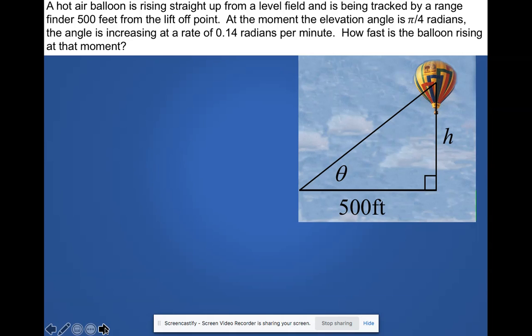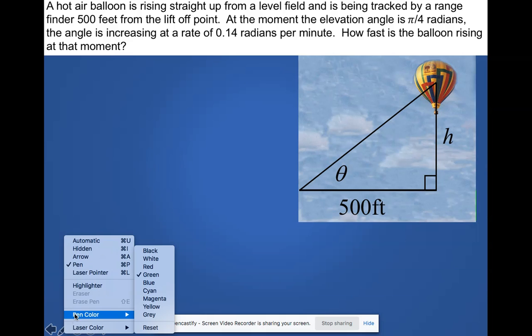So a hot air balloon is rising. So the first thing I did, right, this picture wasn't there. Here's what I did.